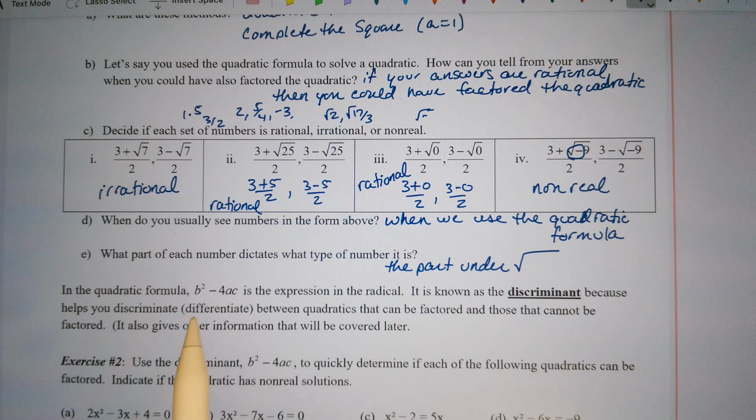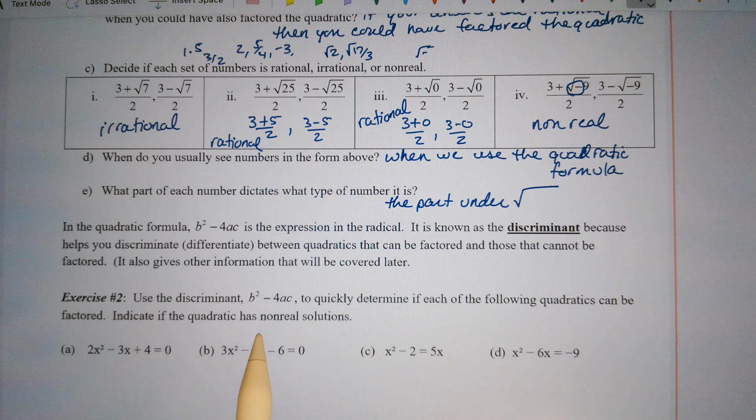In the quadratic formula, b squared minus 4ac is the expression in the radical. It's known as the discriminant because it helps you discriminate or differentiate between quadratics that can be factored and those that cannot be factored.